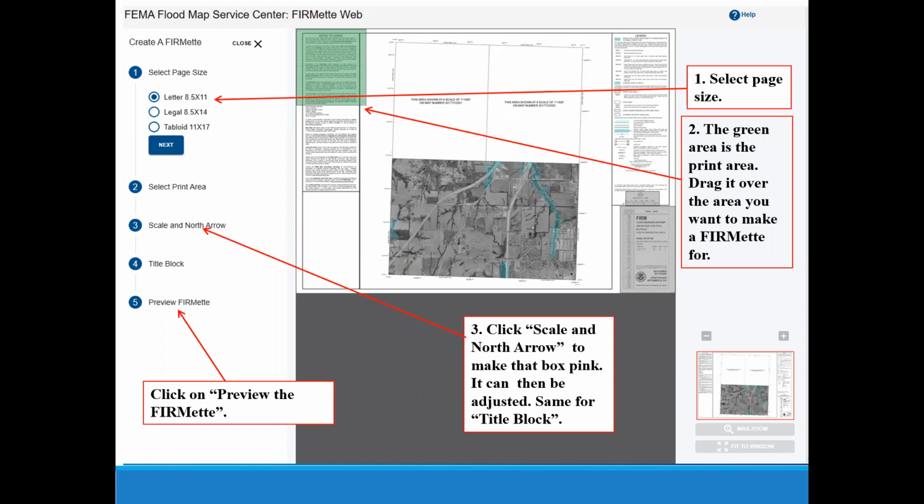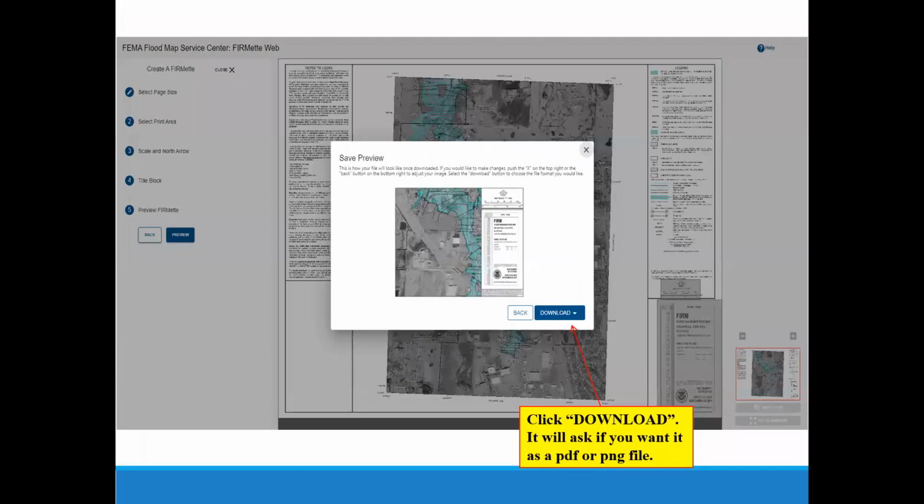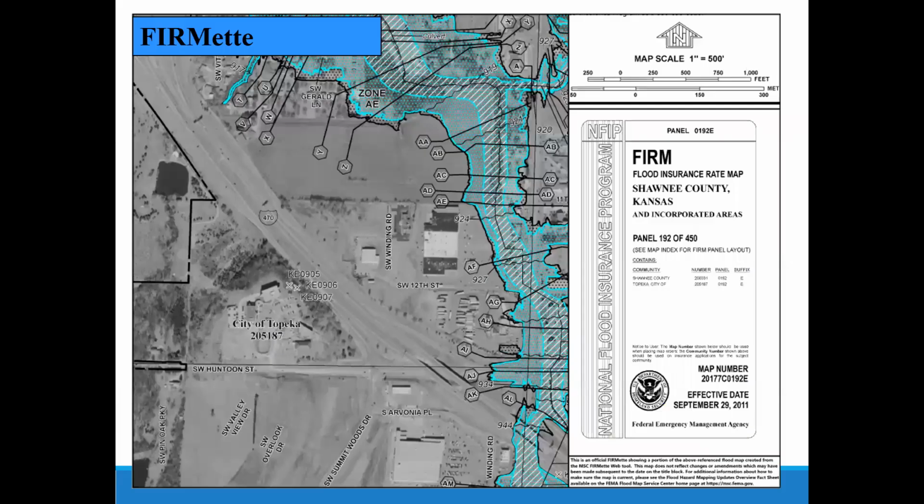And then you would click next and it says select print area. And so that's where you would drag that green box over your area of interest. Then you click next, and then the boxes for the title block and the north arrow and the scale will light up so that you can adjust those how you like. And then once you have all of that adjusted, you just hit preview firmette. So then you just make sure you like the preview, and then you can download it. So it's pretty straightforward. And that's what you would have to do if you have an older style map.